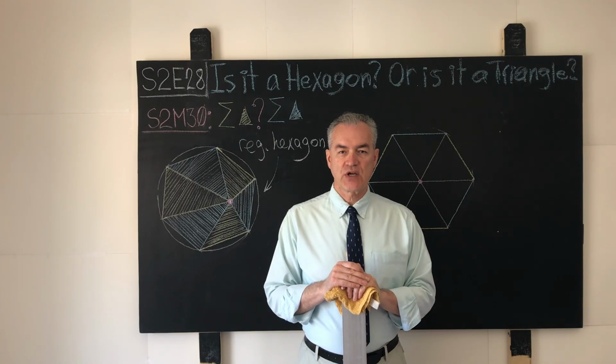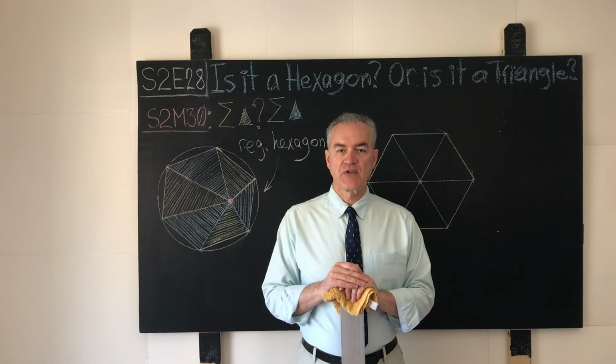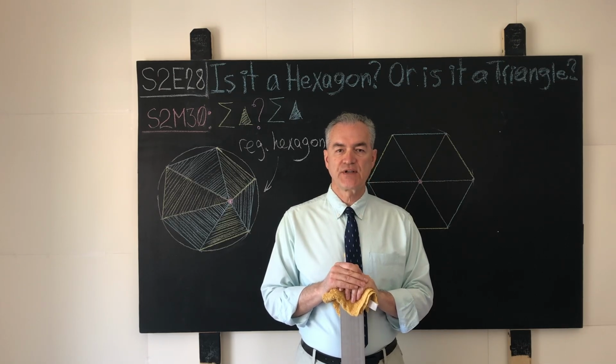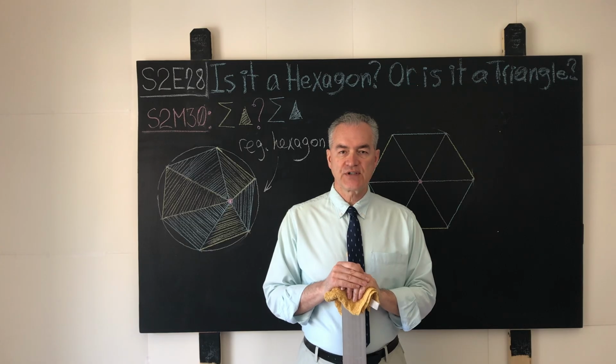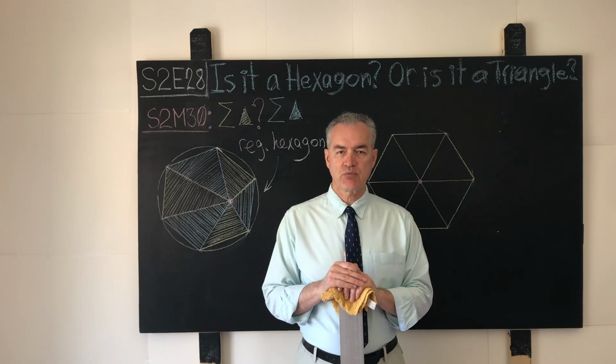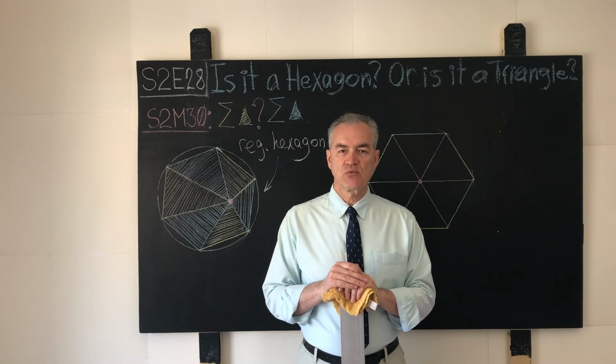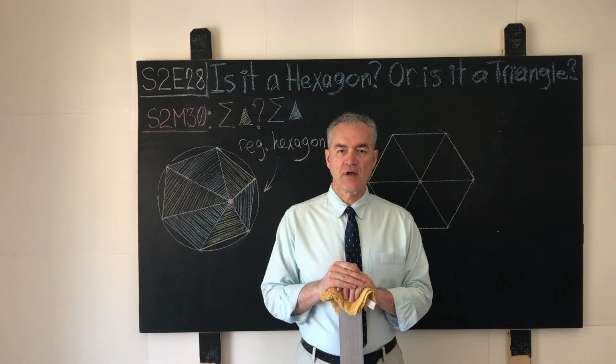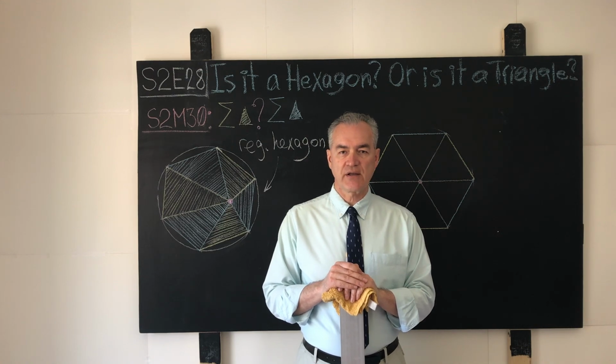Welcome to the Problems Channel Season 2, Episode 28, the episode which I titled, Is it a hexagon or is it a triangle? Because in this episode we will solve a problem that seemingly deals with a regular hexagon, but upon a closer inspection it turns out that a more straightforward solution of the problem can be generated if we look at a regular hexagon as an equilateral triangle.